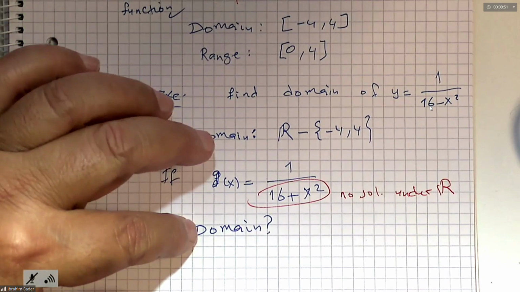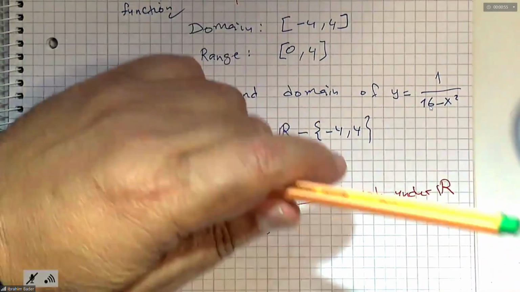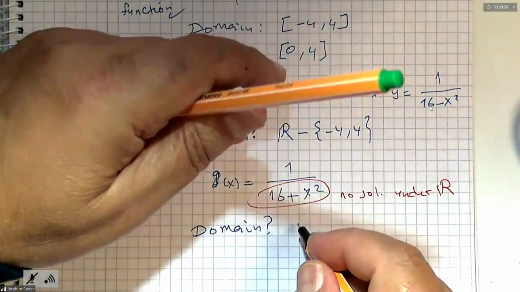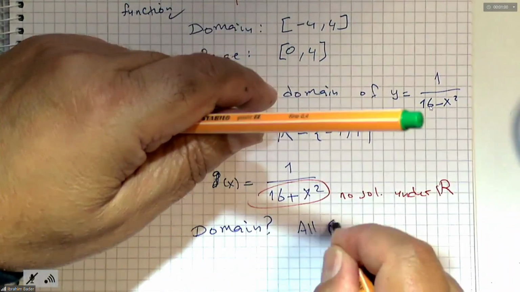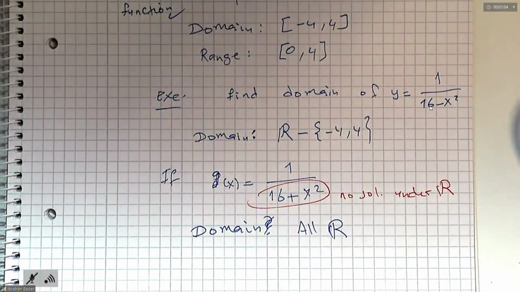So what does that mean? There is no solution here. That means there are no numbers to exclude from the real numbers. So the domain is all the real numbers. Okay? Because there are no points to exclude.